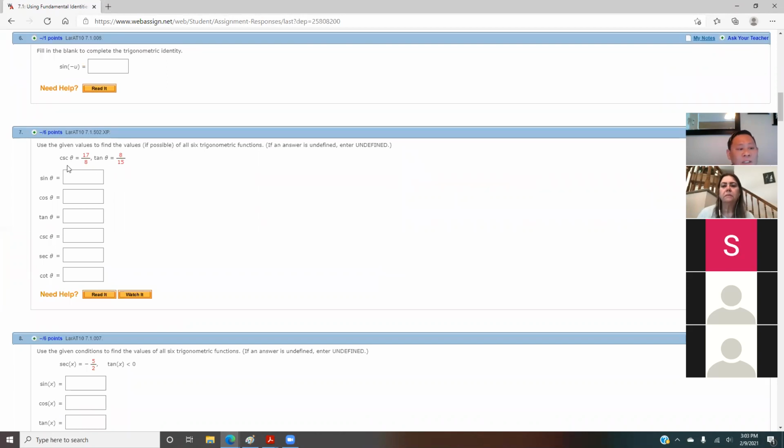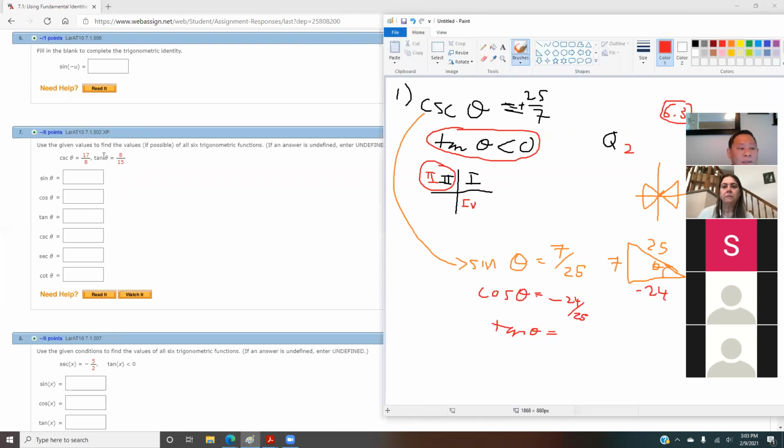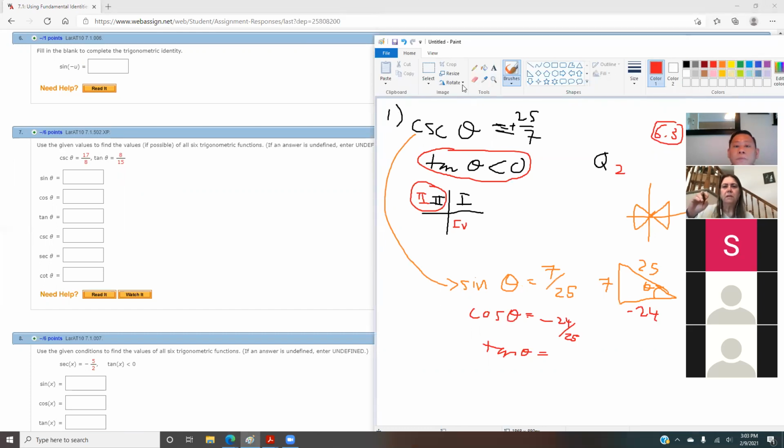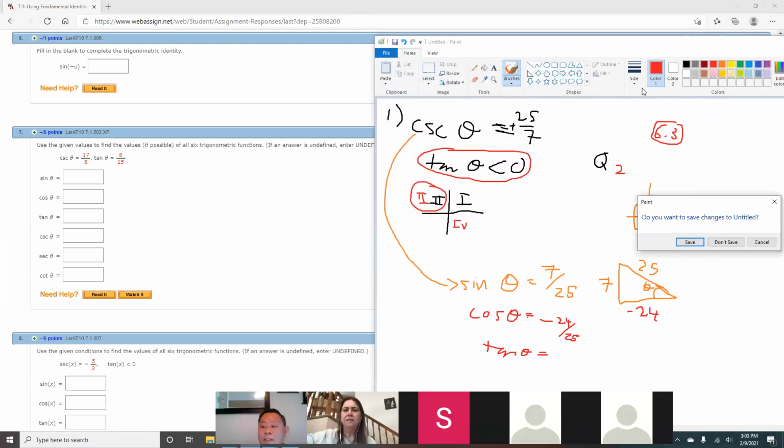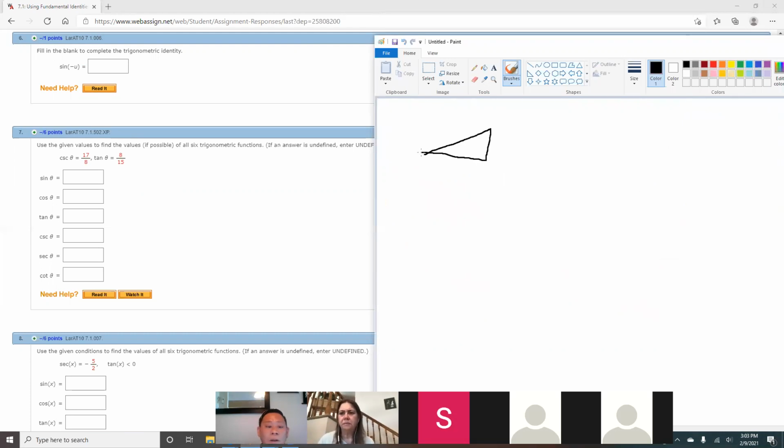Can you tell me what quadrant this belongs to? Question 7. Quadrant 1. Yep, that is correct. So this is quadrant 1. Tangent theta is 8 over 15, so the opposite is 8 and the adjacent is 15. Then you use your Pythagorean theorem, and the hypotenuse will become 17. And for the rest of them, you can always do your SOHCAHTOA.